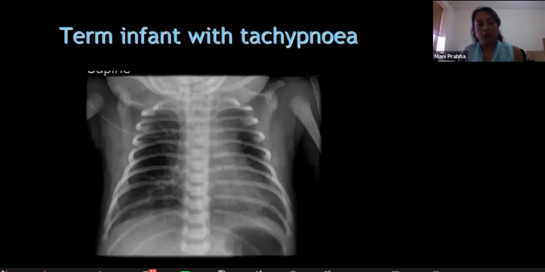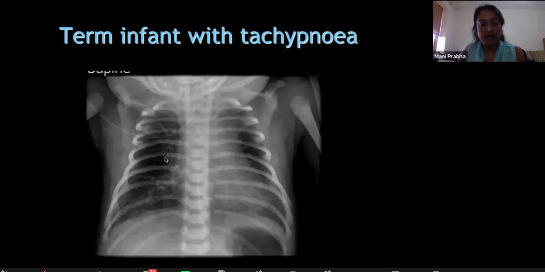Wonderful. So this was definitely a term infant. See, humeral epiphyses are not there, and they may not be there at 38 weeks and 39 weeks. So it is a good way to describe that you don't see humeral epiphyses, but you are not sure it can be a preterm infant; it is not guaranteed that it will be a preterm infant. This was definitely a term infant.